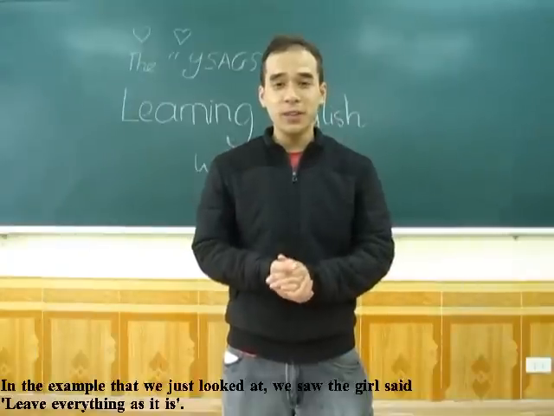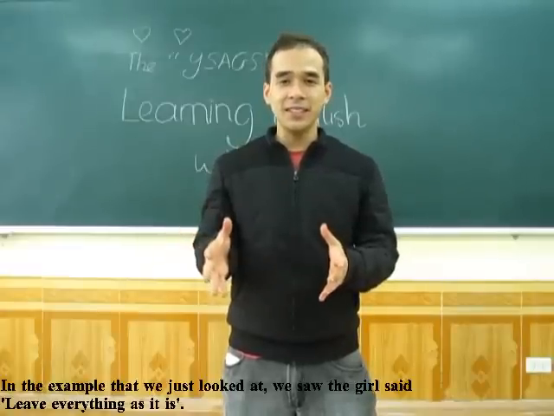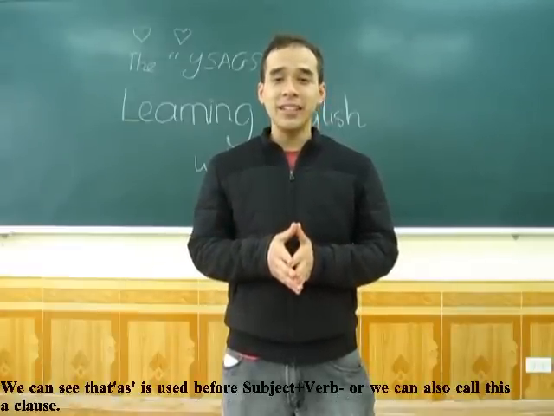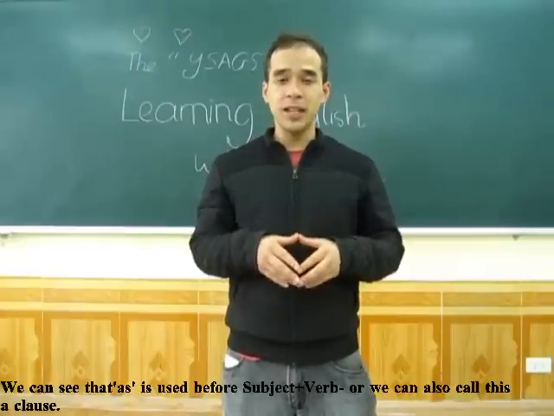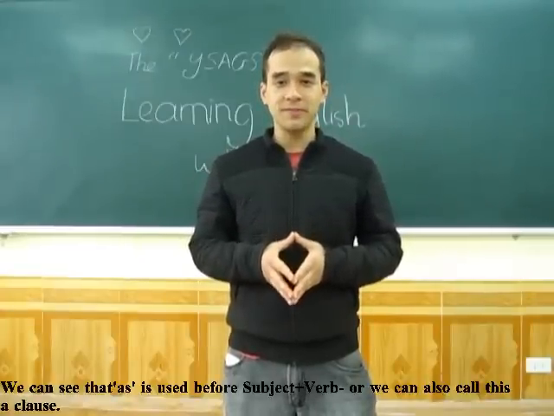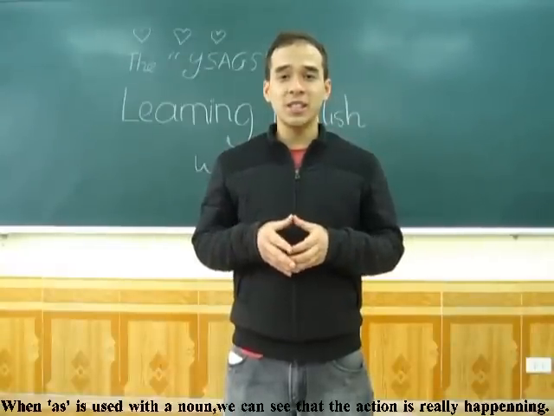In the example that we just looked at, we saw the girl say, leave everything as it is, and you shouldn't have done it, as I already told you. We can see that as is used before the subject and the verb. We can also call this a clause. When as is used with a noun, we can see that an action is really happening.